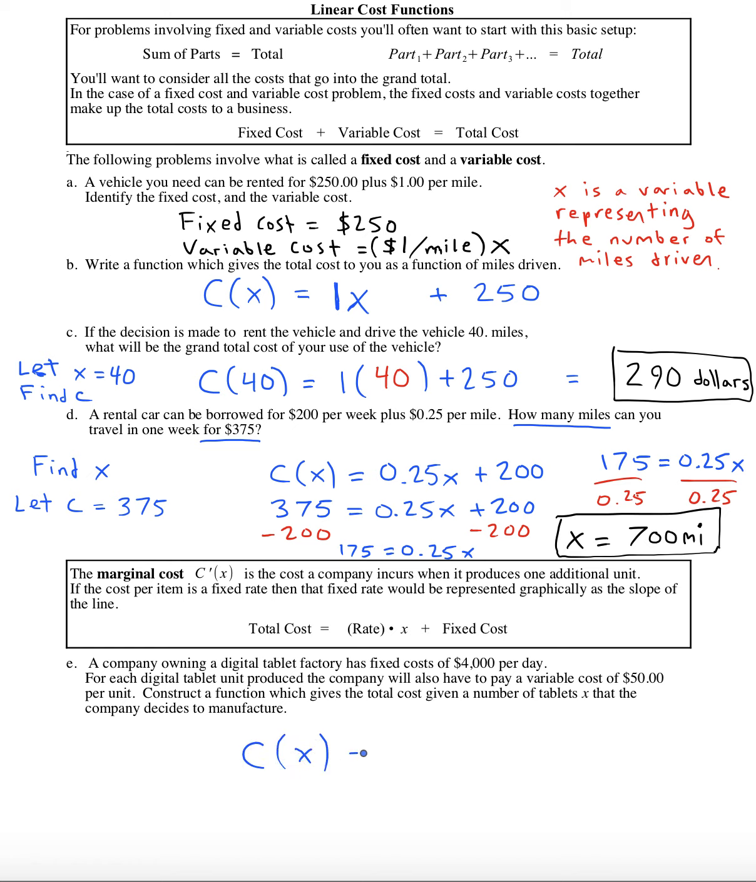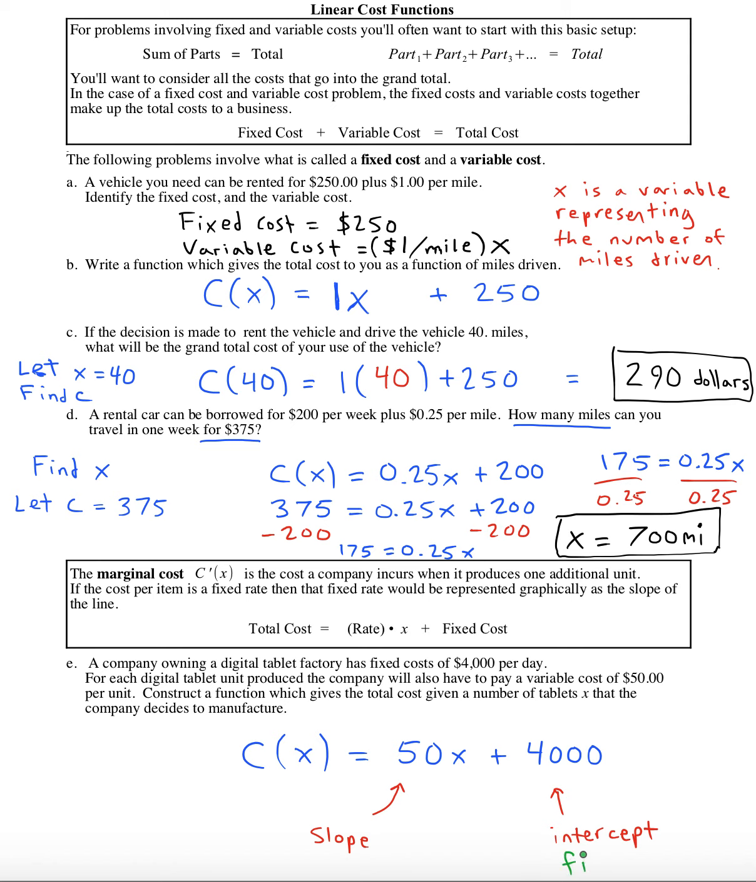C of x will be 50 times x, that's the variable cost part, plus 4,000, that's the fixed cost part. So here, what it was saying above is that this is the slope, and this will be the intercept. But now, think about the application of that and what they stand for.